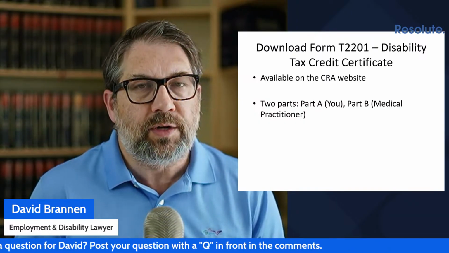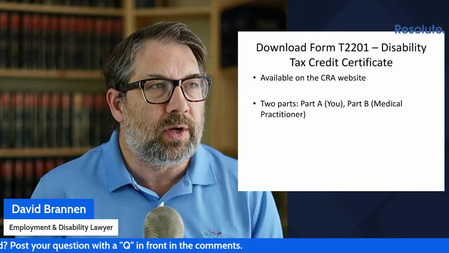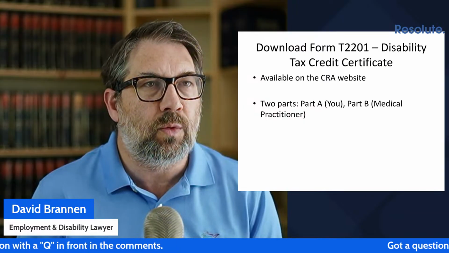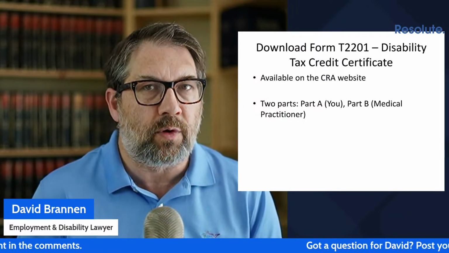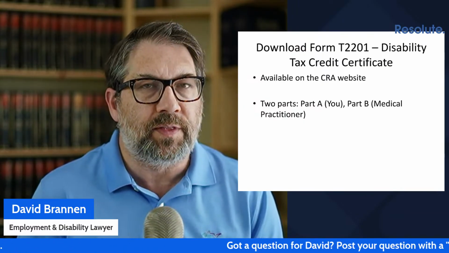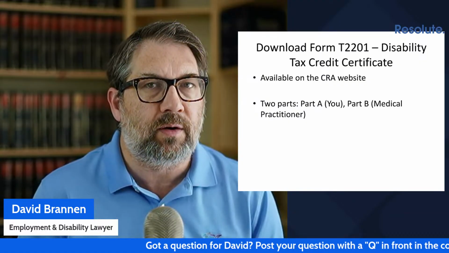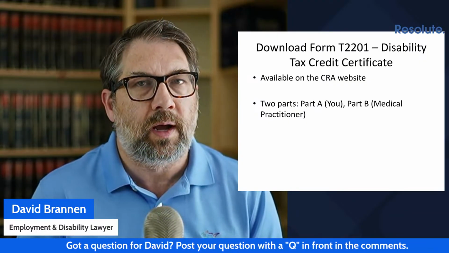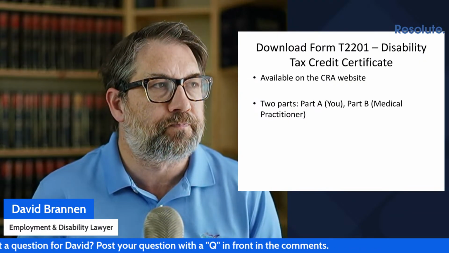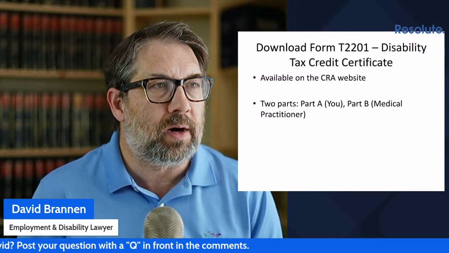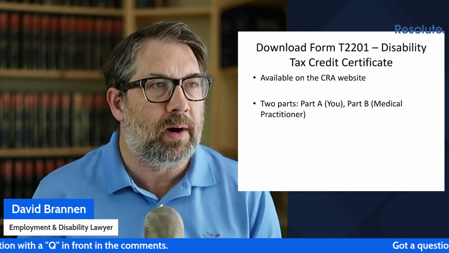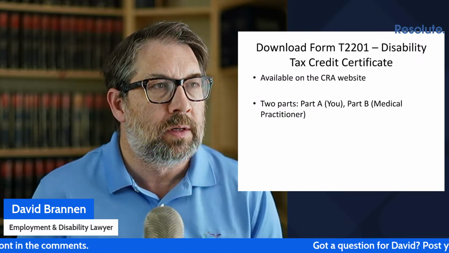Now, the first thing you want to do is get the application form, and I'm going to look at it here in a second, but the T2201 is the actual form that you need to fill out. You can fill this out directly on the Revenue Canada website, or you can download a PDF copy and then submit it. There are two parts to it. Part A you complete, and part B is completed by the doctor.